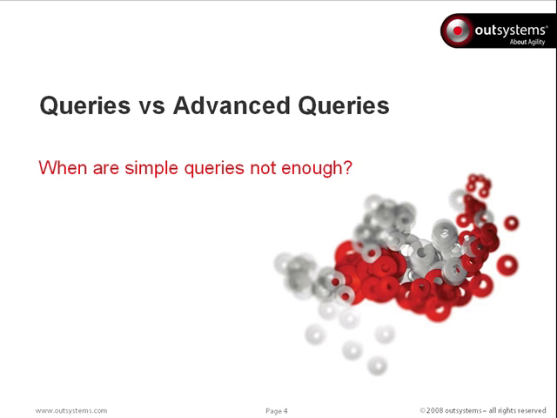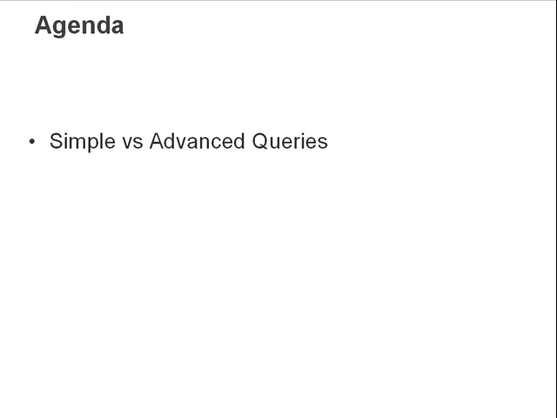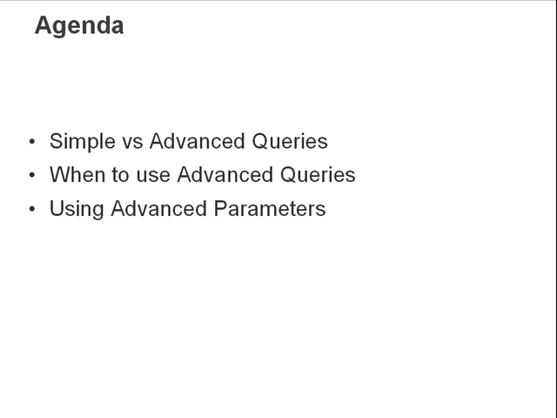Simple queries in OutSystems allow you to get the right information almost every time, but almost? When are simple queries not enough? Today we will learn about the advanced data handling capabilities of the OutSystems platform. We will compare simple and advanced queries, learn when to use the advanced queries, and learn about the advanced parameters and output structure available.